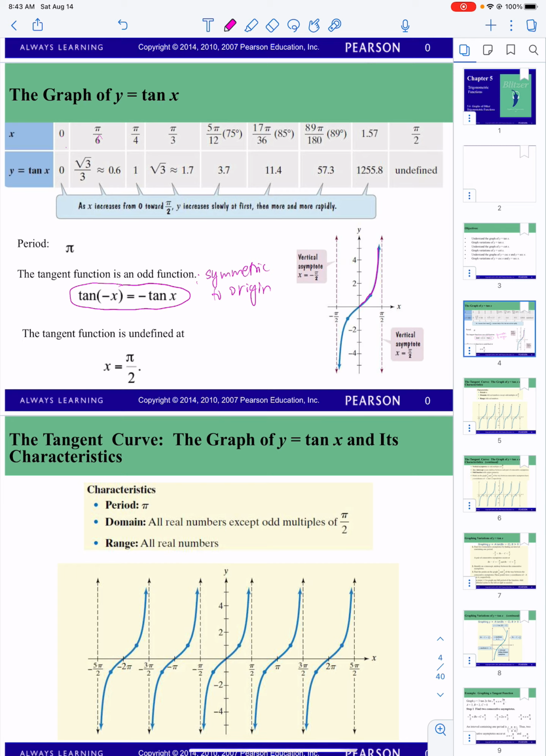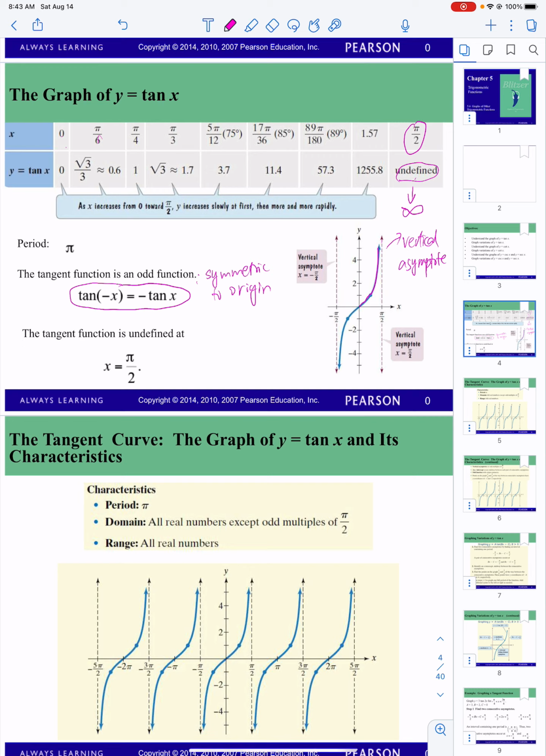Okay, and be careful, tangent of pi over 2 is undefined. Why is this undefined? It actually goes to infinity. So in algebra, what is this dotted line called? If x approaches pi over 2, and then the y value goes to infinity, this is called a vertical asymptote.